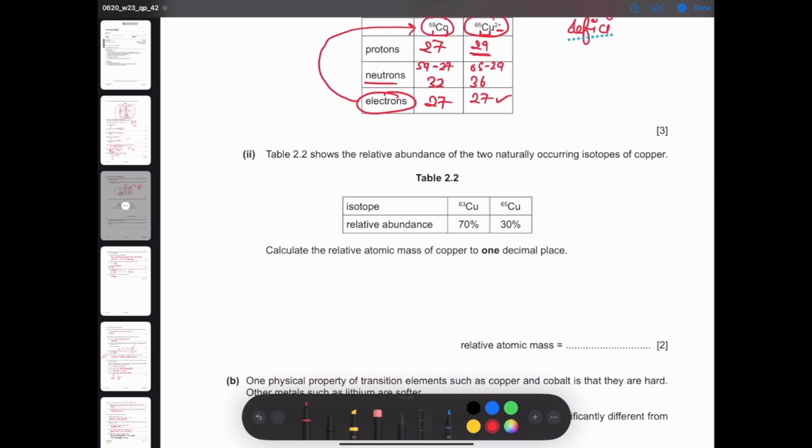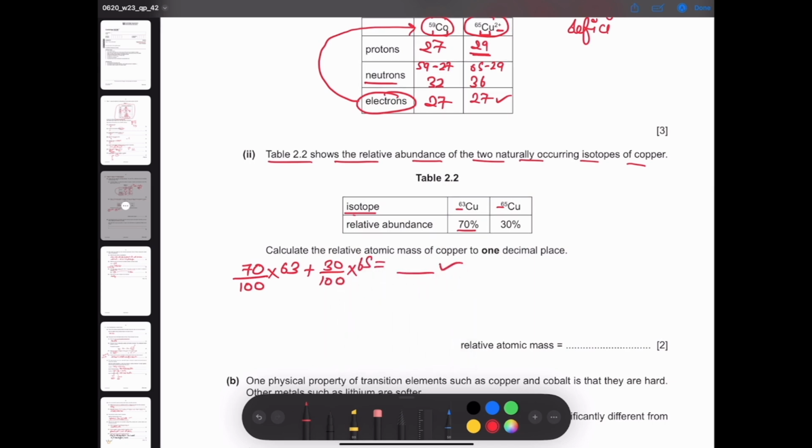Alright, now next part. Table 2.2 shows the relative abundance of the two naturally occurring isotopes. So isotopes are given, and their mass number is given, and their percentage is given. This is a very simple maths question. What you can do is you can take out the mass occupied, 70 by 100, that is a percentage of 63, times 63, plus 30 by 100 times 65. This will give you the atomic mass.